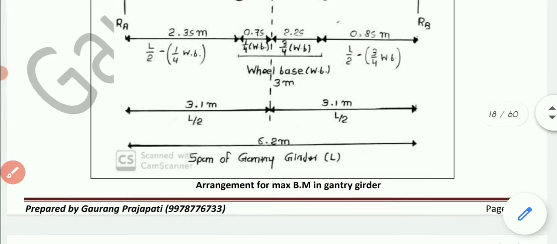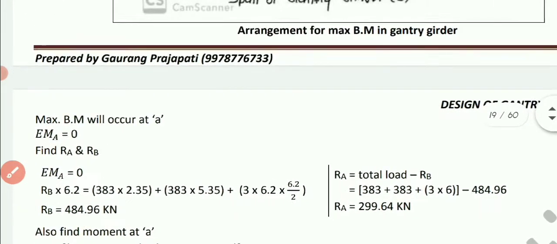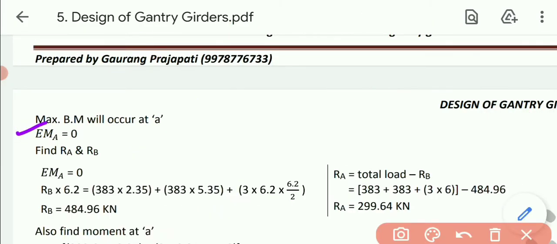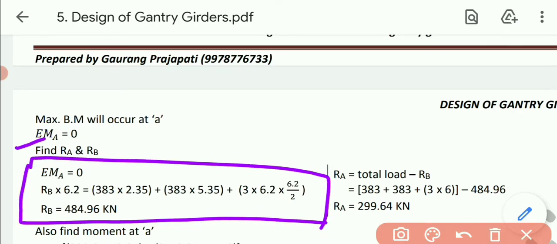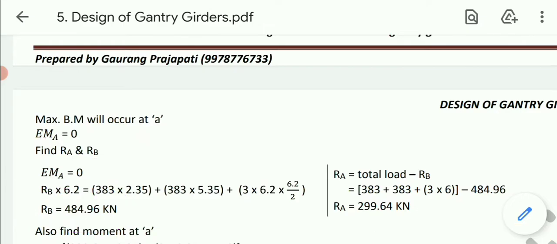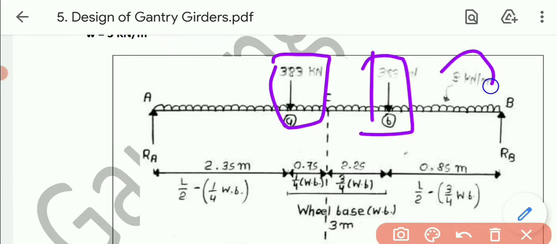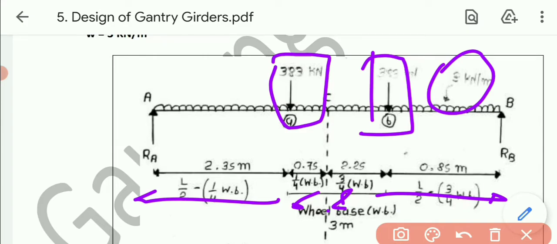See, I have done the same thing below. Maximum bending moment will occur at A, so sigma MA equals 0. You can see RB into 6.2, 383 into 2.35, plus 383 into 5.35, plus 3 into 6.2 into 6.2 by 2, so I will get the value of RB, 484.96 kilonewton. Then to calculate RA, let's deduct RB from the total load. Total load is 383 plus 383 plus 3 into 6.2, as the span is 6.2 meter, and deduct RB from that.